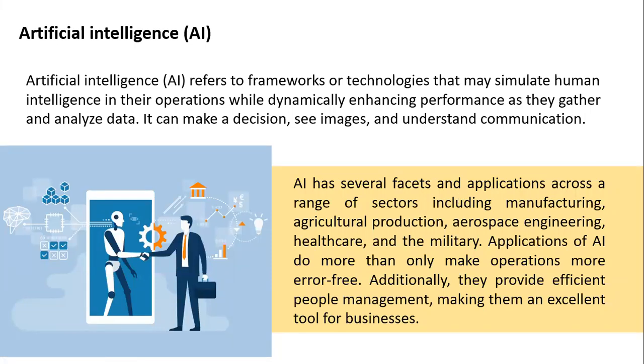All right, everyone. Have you heard about artificial intelligence? Children, have you heard about artificial intelligence? AI. Actually, what does artificial intelligence mean? Normally the definition says it refers to frameworks or technologies that may simulate human intelligence in their operations, while dynamically enhancing performance as they gather and analyze data, right? So that is the definition of AI, artificial intelligence. It can make decisions, see images, and understand communication. Okay, so this is what AI simply means, right?